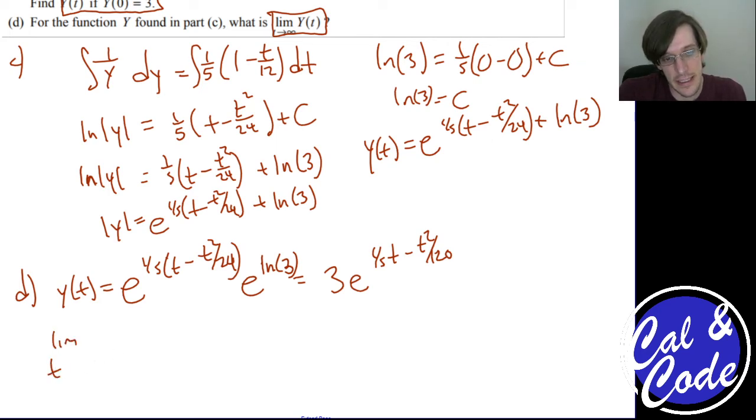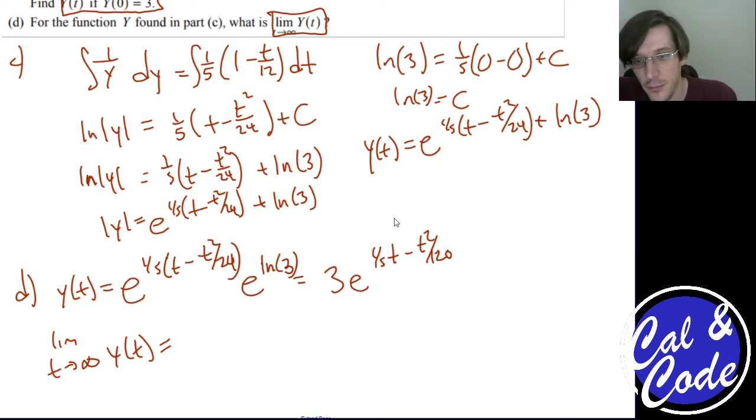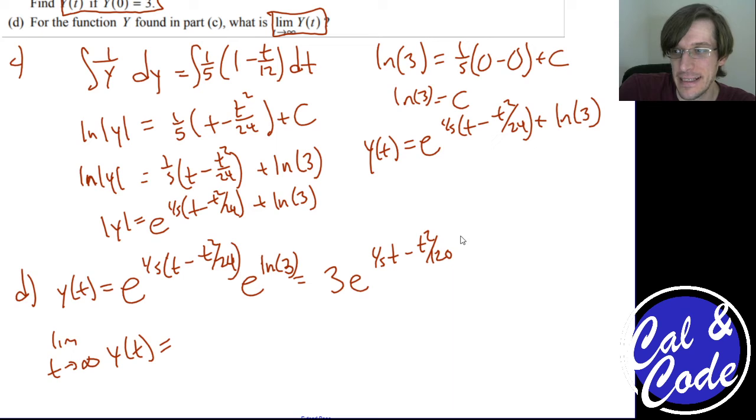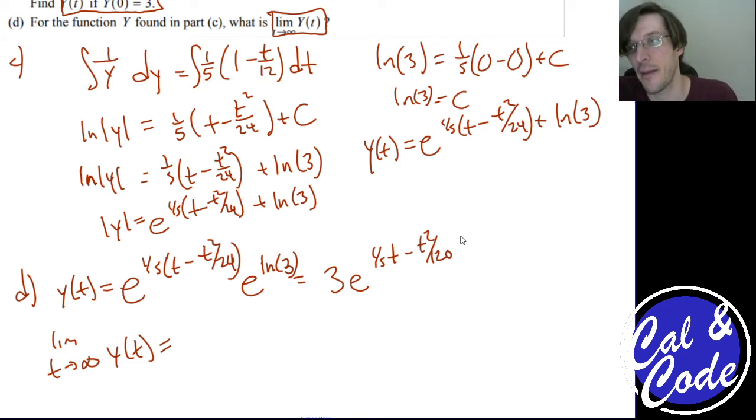So the limit as t approaches infinity of y of t. When I think about this, what's going to happen here? As my t's get really, really large, I'm going to end up with a negative number. This 1/5 t and this negative t squared, the negative t squared is going to end up being a lot larger than my t. So I'm going to end up with a negative exponent on an e, which means the e will end up in the denominator.